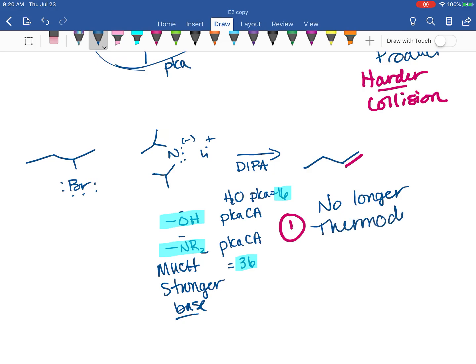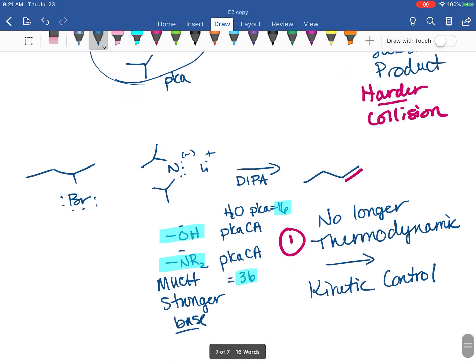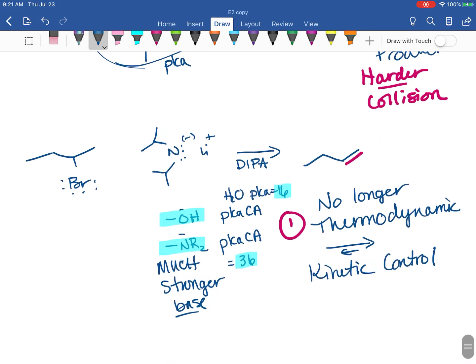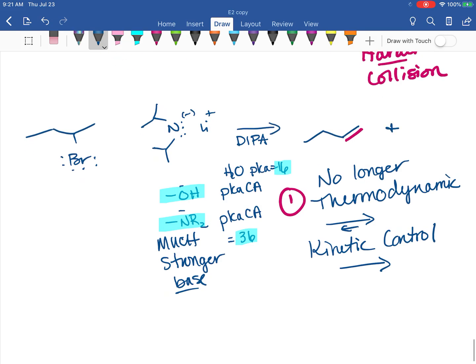This is so different. This is not an equilibrium really at all. This is straightforward. We're going to call this kinetic control. So our thermodynamic was kind of an equilibrium. Our kinetic, and I'm just going to mark it forward. It is so strong, and it is such a big difference in pKa that over here, let's put our diisopropyl amine, pKa 36, okay? So different that this will now be under kinetic control.